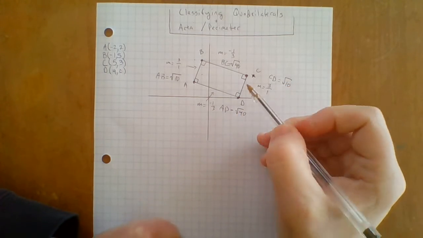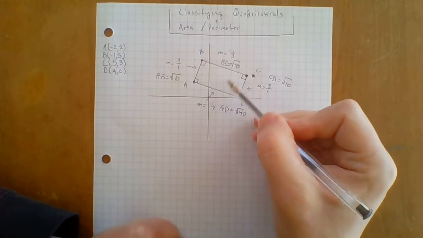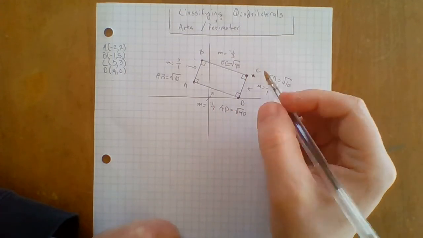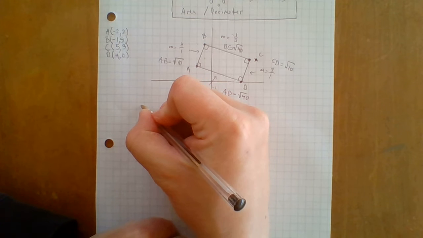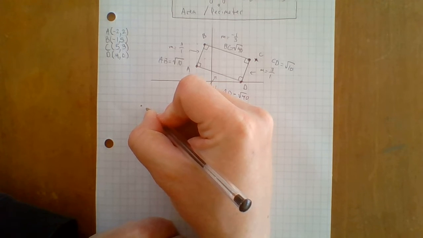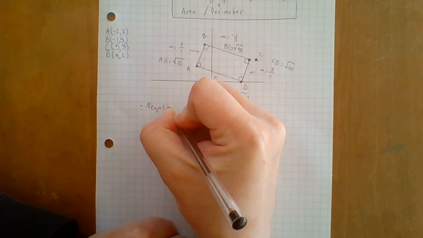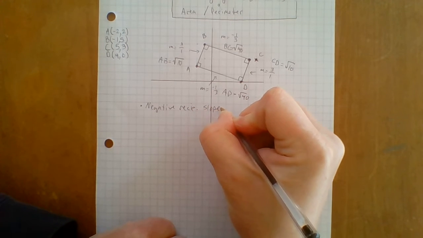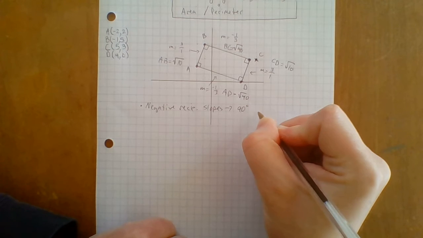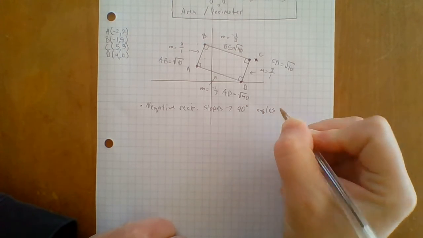So now I know that the opposite sides are parallel, the opposite sides are congruent, and the corners are all 90 degrees. That's enough information, more than enough, to say that this is a rectangle. I could say negative reciprocal slopes mean 90-degree angles. Therefore, I know it's a rectangle.